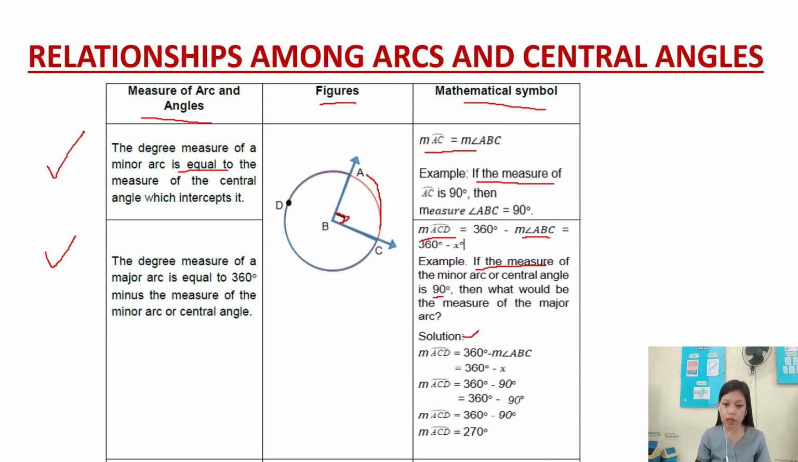The measure of arc ACD is equal to 360 degrees minus the measure of our angle ABC. So 360 degrees minus x, or the value of the minor arc. So the measure of arc ACD is equal to 360 degrees minus 90 degrees, which equals 270 degrees. So our major arc is 270 degrees.